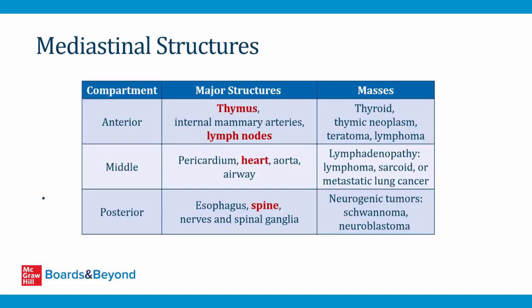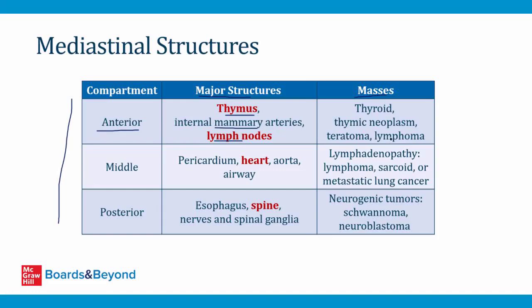So shown on this slide are the three mediastinal compartments, the structures that you can find in each compartment, and the potential causes of masses in that compartment. And I bolded some things in red, which are the things I usually think of first when I think of this compartment. So for the anterior mediastinum, for example, first thing I think of here is the thymus and the lymph nodes. You can also find mammary arteries here. But many of the masses in the anterior mediastinum relate to the thymus or the lymph nodes.